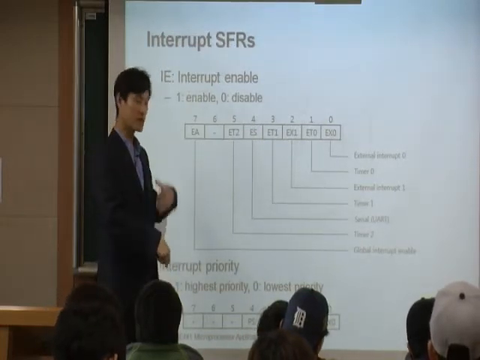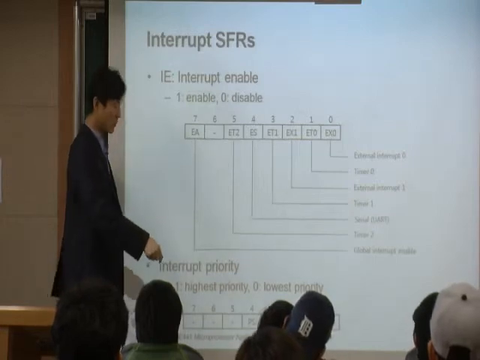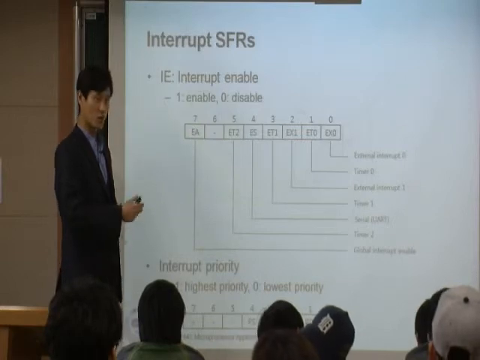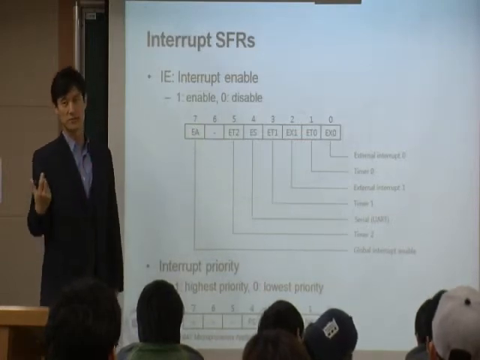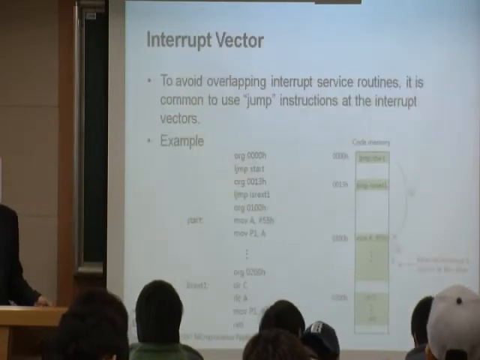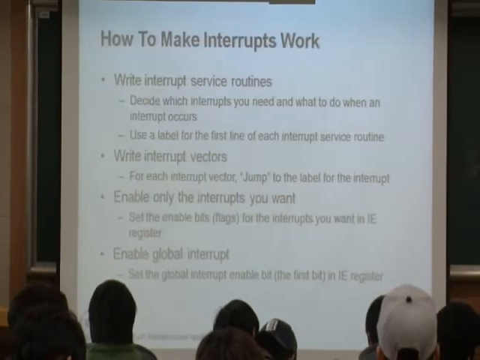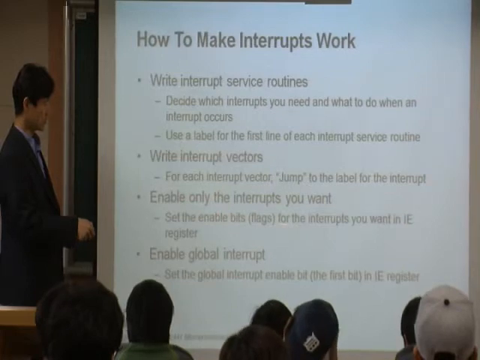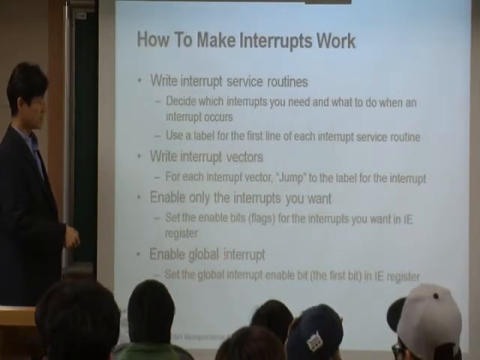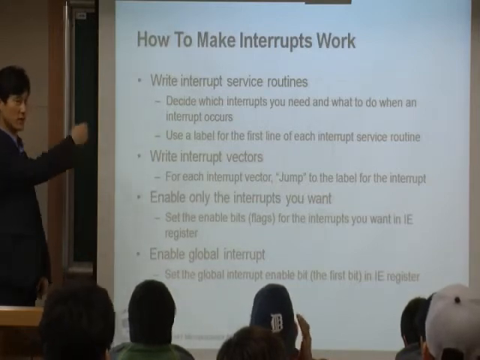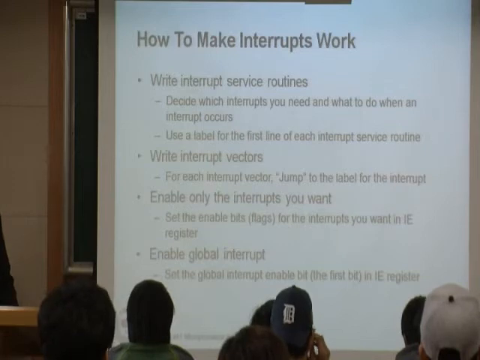Okay? But it's basically up to you. If you want, you can make all 0, or make all 1, or only some of them 1 and the others 0. It's all up to you. So that's the last thing. You want to enable the interrupt bits and also set the priority. And finally, you want to enable the global interrupt bit, the first bit in the interrupt enable register. Okay, once you do that, then we can have interrupts.